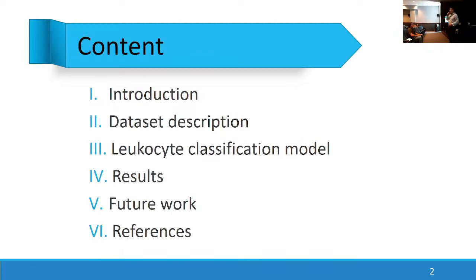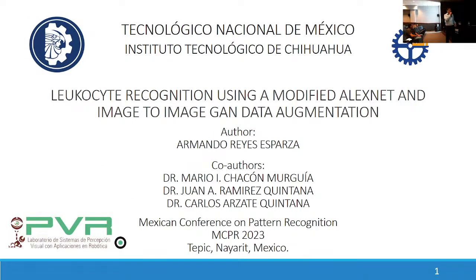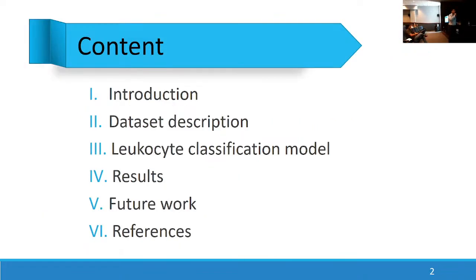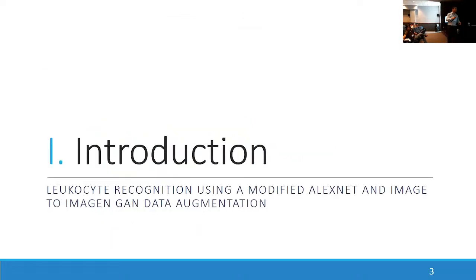Well, here is now my paper. It's called Logos and Recognition using a modified AlexNet and image-to-image GAN data augmentation. Well, here's the content. We will be seeing a little bit of an introduction, a dataset description, levels of classification model, the results, future work, and some references.